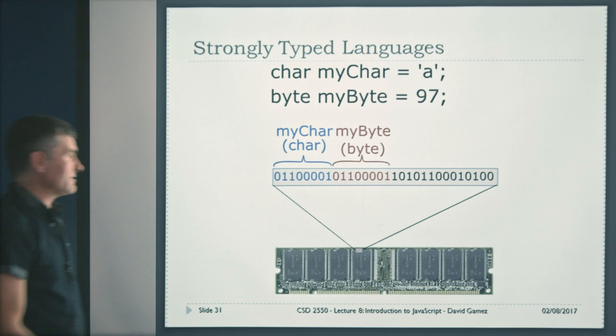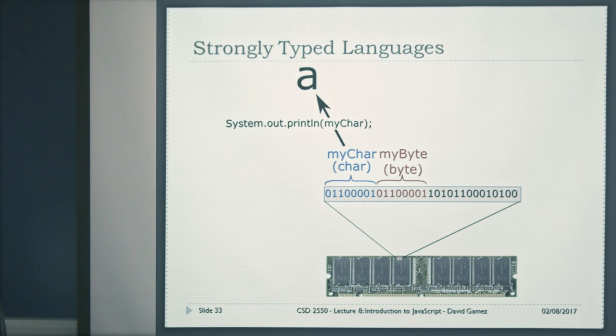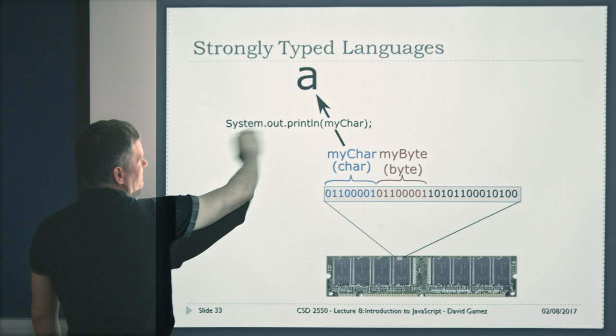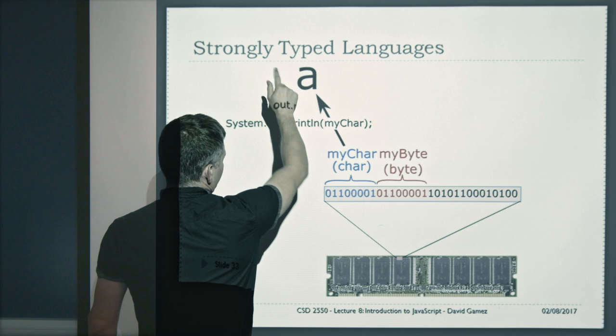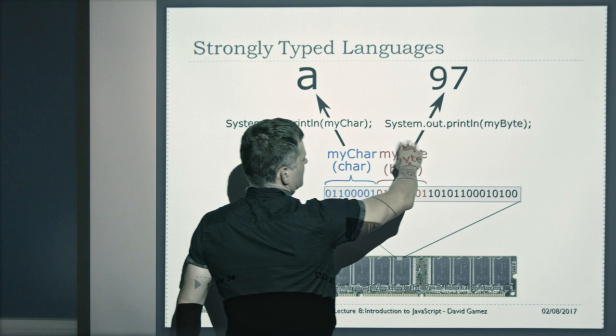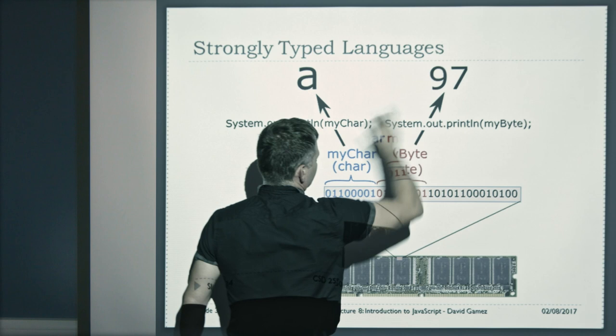And then when we come to outputting this, that will control what you actually see as a programmer or as a user. So in this case, we've got myChar, which is of char type. If I just do System.out.println(myChar), then it's going to output an A. It's outputting an A because it knows that it's a char type, so it has to convert this string of ones and noughts into a letter to output it to the user. On the other hand, if we do System.out.println(myByte), because it's a byte type, the computer knows that we need to output a number to the user, not a letter, because of the type of the variable here.